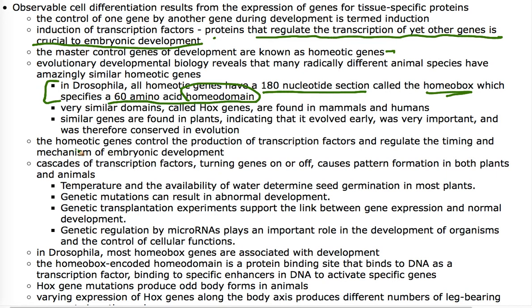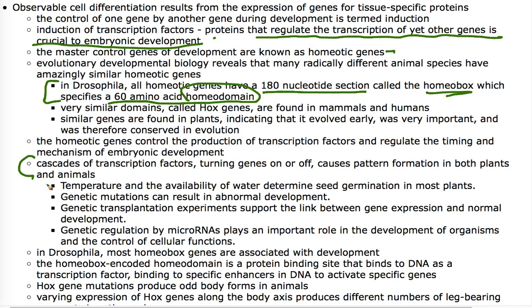The homeotic genes control the production of all kinds of transcription factors that regulate the timing and mechanism of other genes of embryonic development. Cascades of transcription factors turning genes on or off cause pattern formation, meaning like legs and arms, torso, ribs, segmented spinal or vertebral column, etc.